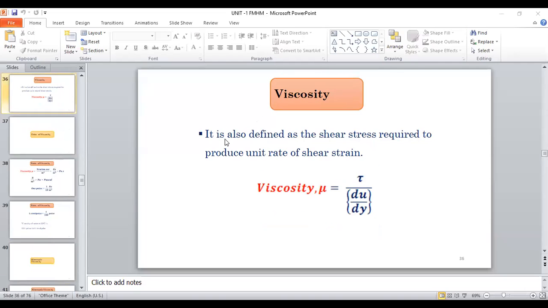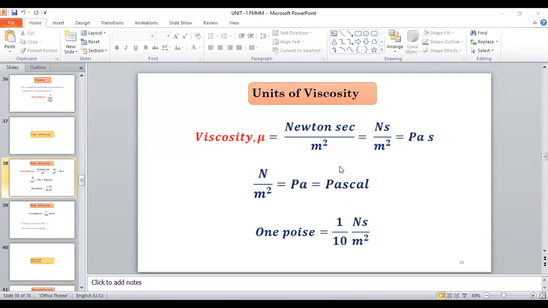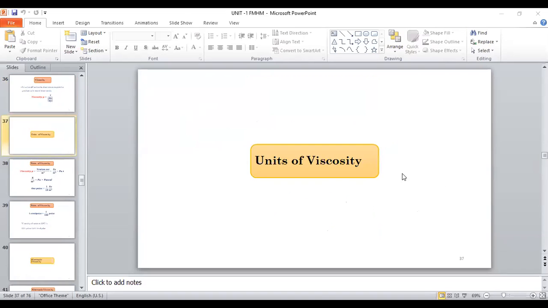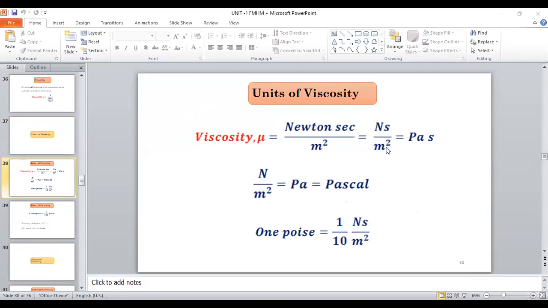Okay, so this is the other definition: viscosity is defined as the shear stress required to produce unit rate of shear strain. So viscosity mu equal to tau by du by dy. Right, these are the units for viscosity, that is Newton second per meter square. How do we get that? Here tau is Newton per meter square, du is velocity in meters per second, dy is the distance in meters. If you solve the units of these three terms, you will get Newton second per meter square.